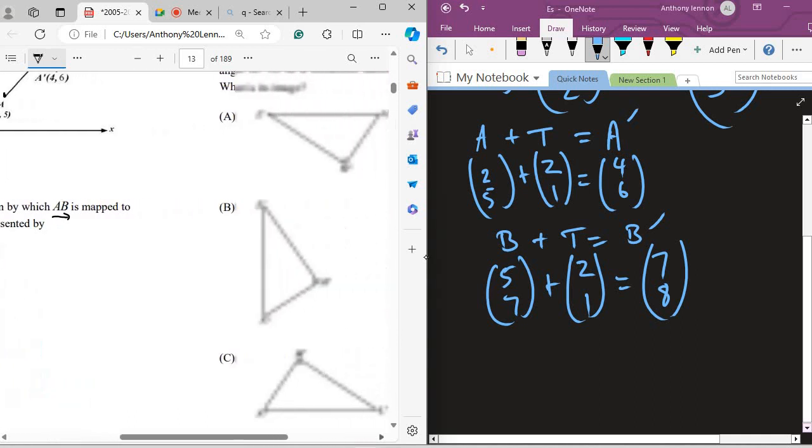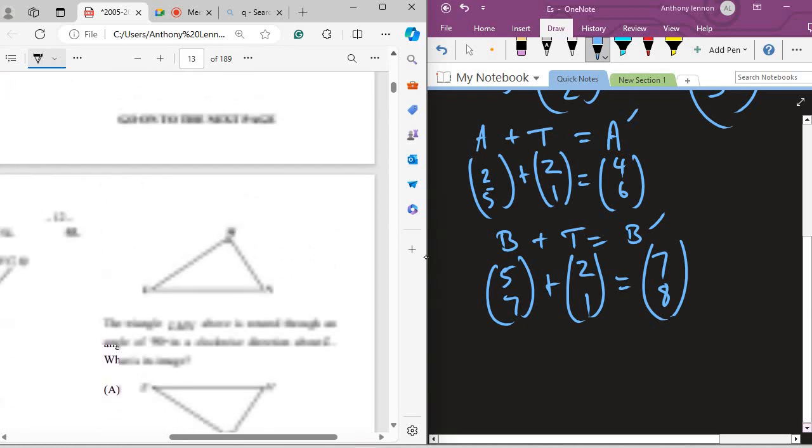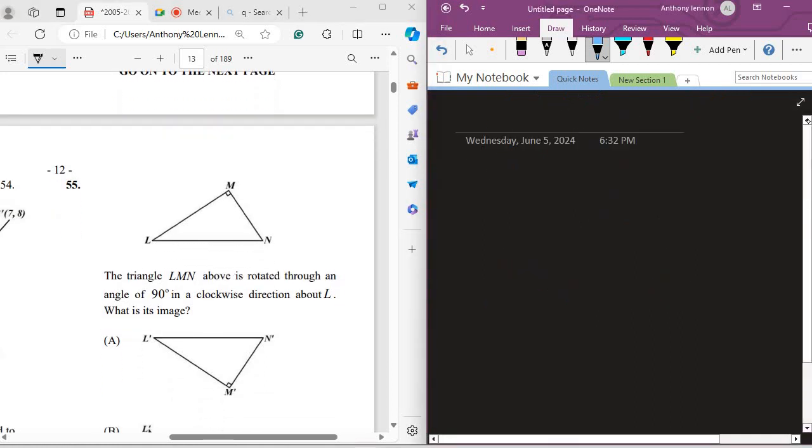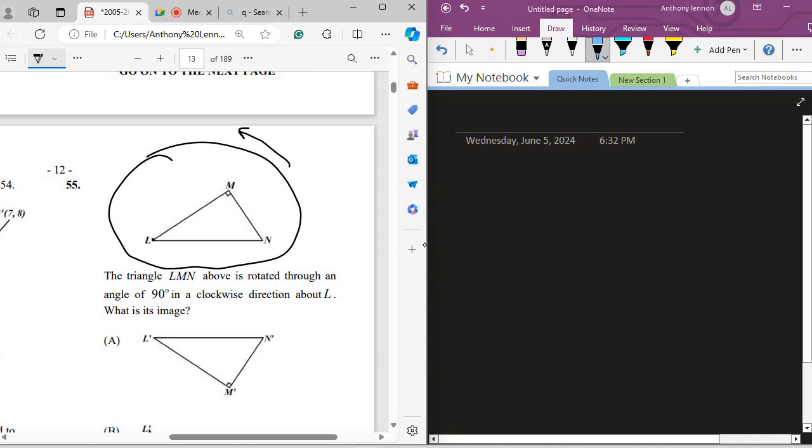All right, that should be clear. Let's move on. I said these are very easy. Number 58. It says here, the triangle LMN, so we're looking at this one over here, is rotated through an angle of 90 degrees in a clockwise direction about L. Let's think about it. Imagine you have this shape here, triangle LMN, on a book or something, and you put a pin through L, and then you rotate it 90 degrees, and it says clockwise. So clockwise means we're going which direction? Are we going this direction or this direction?